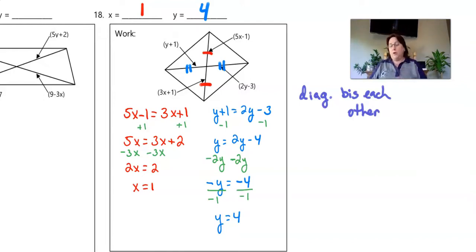All right, now, we're gonna do one more problem together, and it's going to apply to what I just said again. Diagonals bisect each other, so diagonals have to go through the midpoint. If they go right smack dab through the middle, they have to go through the midpoint of the segment. So, guys, let's go take a look at number 21 together.